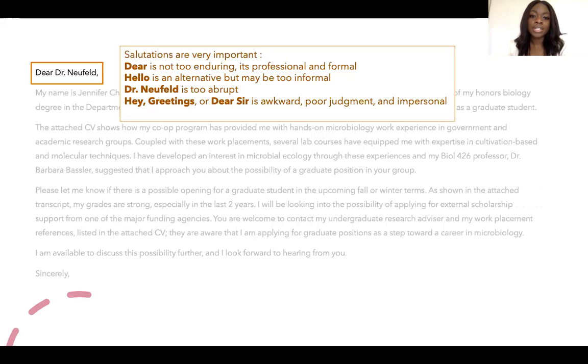Okay, so let's pick this apart and look at the things that you should add to an email and just the important things that are needed. The first thing is your salutation. As you see in this email, they used Dear Dr. Newfield. Salutations are very important because this is the first thing that your potential supervisor is going to read. Using Dear is probably best because it's not too endearing, and it's professional and also formal. Saying hello, so if you're like, hello, Dr.